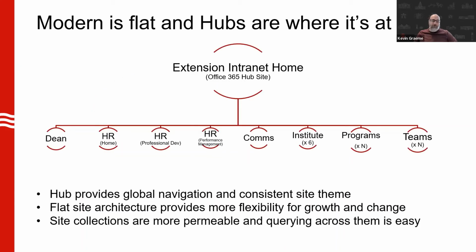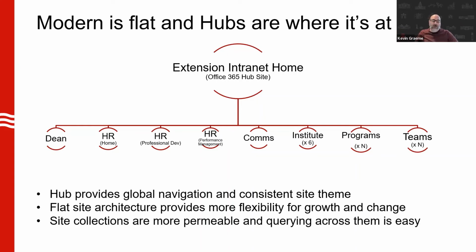So instead of the deep structure of old SharePoint, where you had lots of subsites and nesting subsites and custom permission groups, in modern SharePoint, they're really reorganizing things into a flat architecture and using hubs, which were just introduced as we were moving in, to organize sites in a larger shared tenant. So what we have at the top is just our general extension home, which is our hub site. And then any site that we create is added to that.